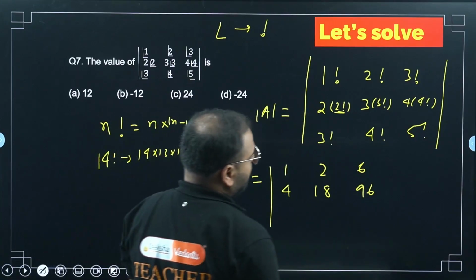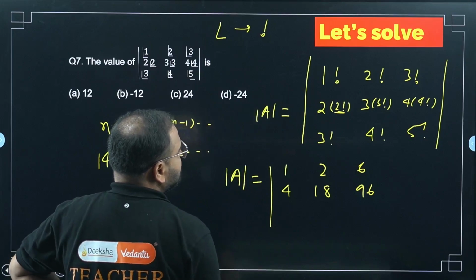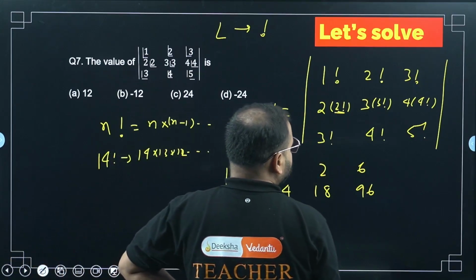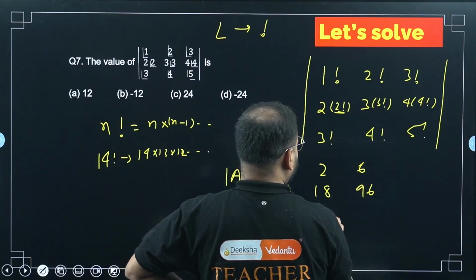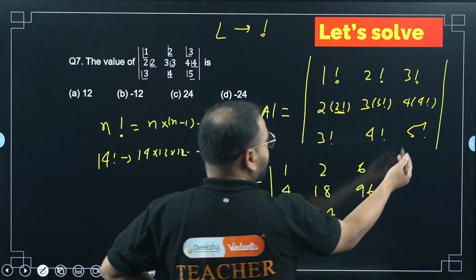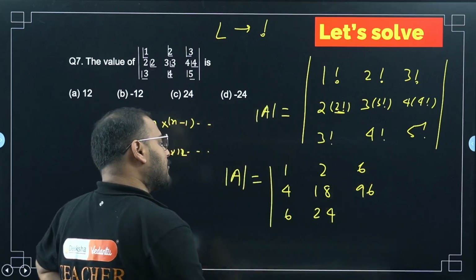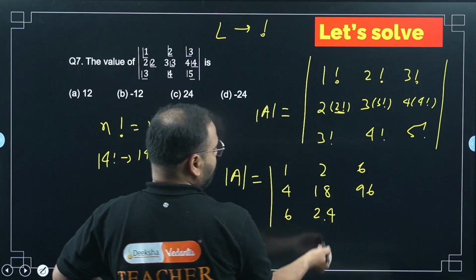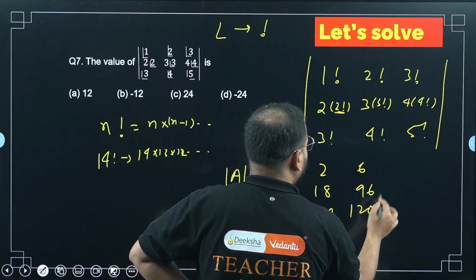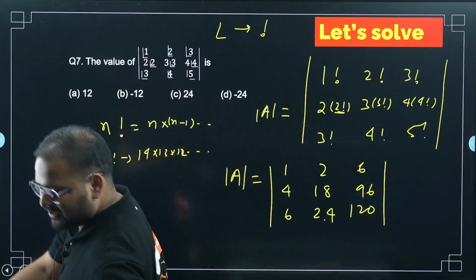Okay, sir. What about this last one? 3 factorial is going to be 6 again. 4 factorial is again going to be what? 24, I guess. 4 into 3 into 2, so 12 into 2 is 24. 5 factorial is going to be what? 5 into 24. Correct, now 4 factorial is 24, then 5 factorial is 5 into 24. So 120.